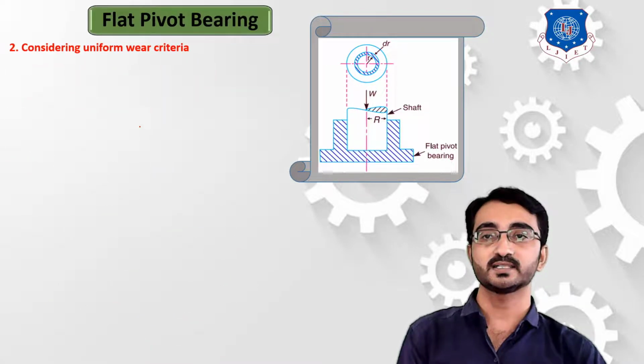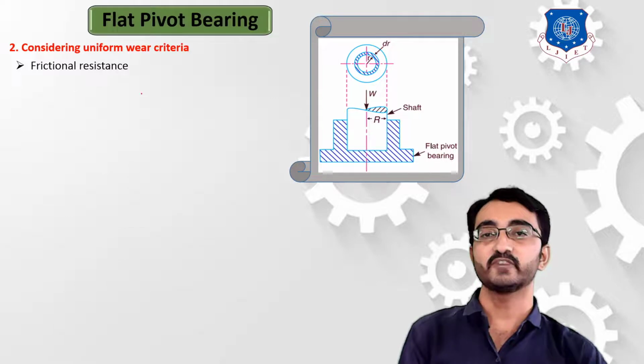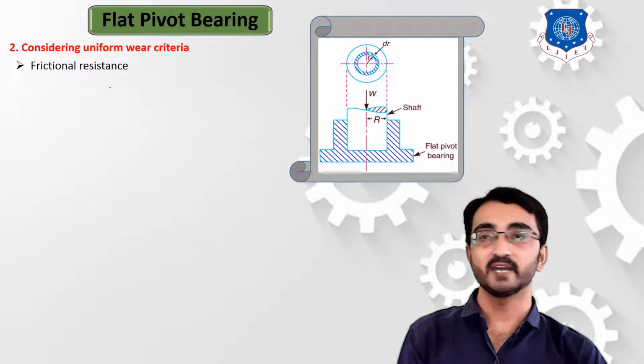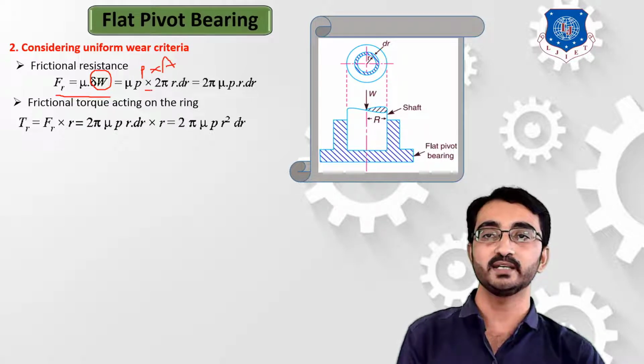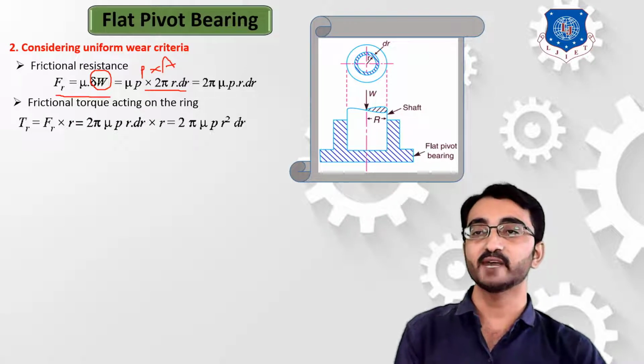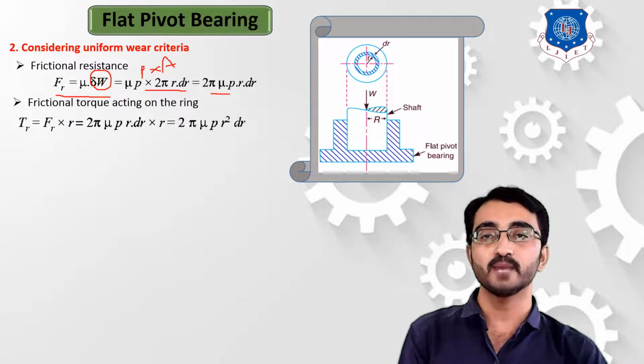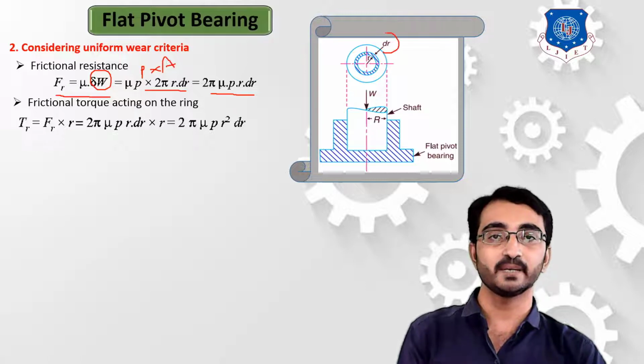Okay, so now considering that constant equation, now frictional resistance, that is Fr, and we have a simple relation that frictional force is equal to mu into W. So over here we can consider that Fr is equal to mu into delta W, and over here we can put the equation of delta W, that is equal to pressure intensity into area, which is equal to P into 2 pi R dr. So by putting this value we can derive the equation of Fr is equal to 2 pi mu P R dr.